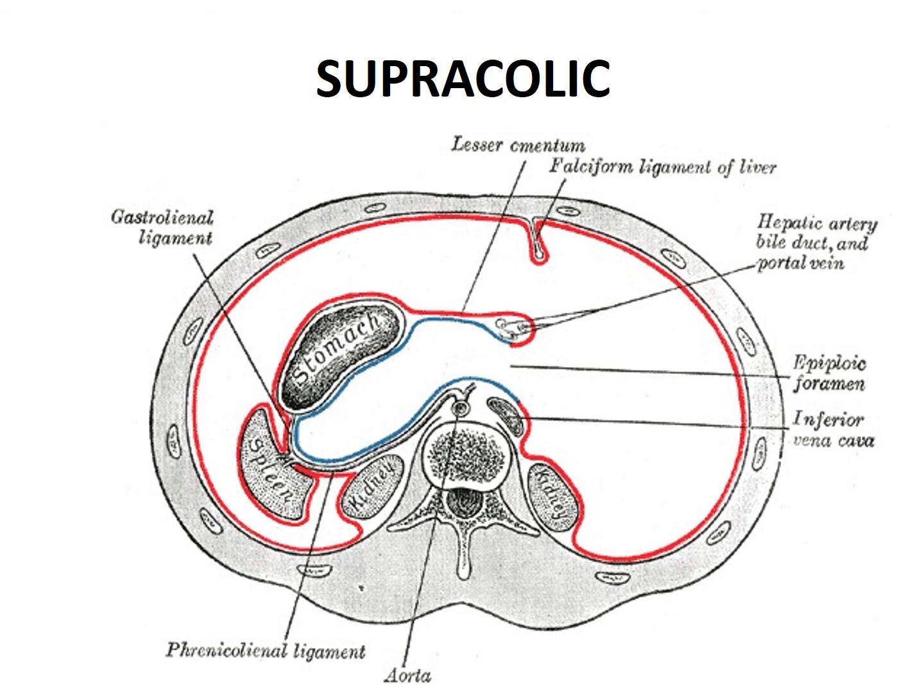For the supracolic compartment, if we trace the peritoneum horizontally, we will be able to clearly see the lesser sac and the greater sac, and the lesser sac which lies behind the stomach, as we have already seen in the video while drawing the horizontal tracing.